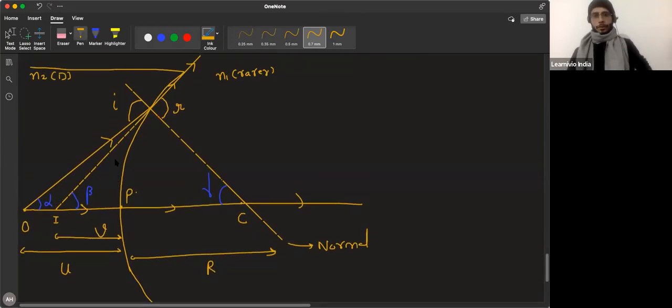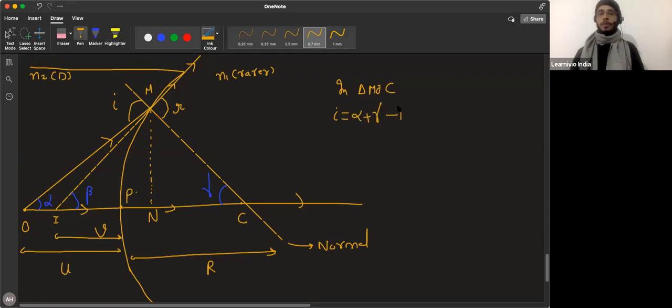The next is, now again, just like the previous cases, let's name this point as M. This is M. So this is the angle of incidence. This is the angle of refraction. This is alpha, beta, and gamma. So next, what we can do is connect these things. If I take triangle MOC, this I is the exterior angle, and alpha and gamma are the interior opposite angles. It's the same steps: I is alpha plus gamma, that's the first equation. Similarly, if I take triangle MIC, even the names of the triangles are the same, beta plus gamma is equal to R. R is beta plus gamma.